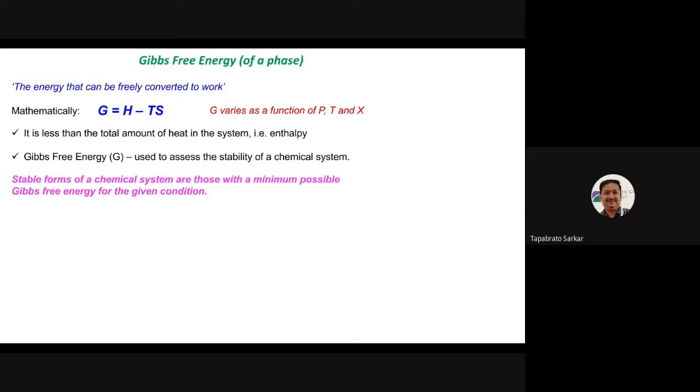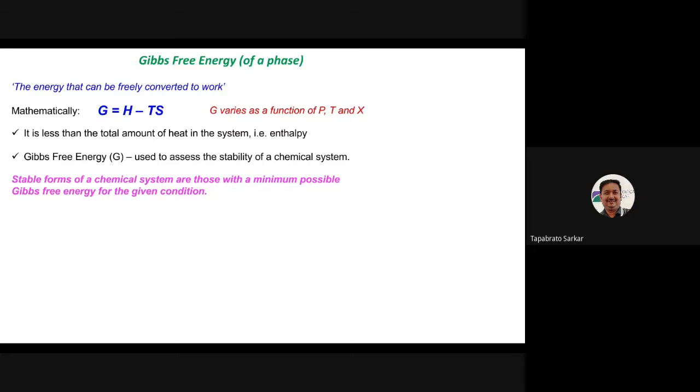So the Gibbs free energy varies as a function of pressure, temperature, and the composition as well. Okay. There is a simple equation for a particular phase, but in a geological system it varies with pressure, temperature, and composition, and obviously the equation modifies depending on these functions: pressure, temperature, and composition. Okay. So Gibbs free energy is used to assess the stability of a chemical system.